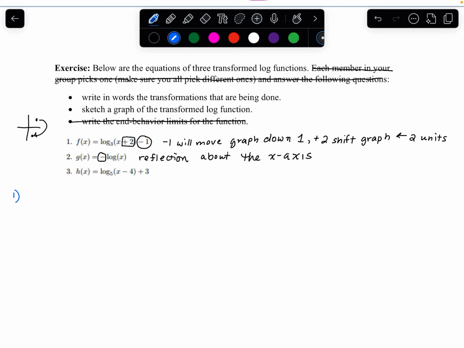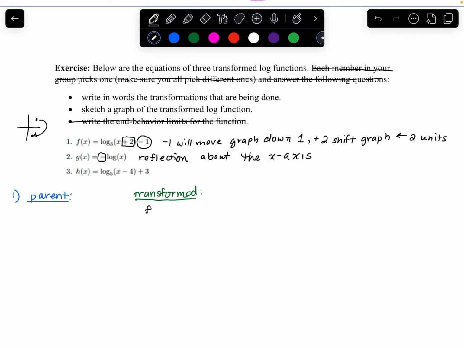All right, let's get into the graph. I am going to address this from a transformation standpoint. So let's start by identifying our parent graph, and then we'll use what we know to give some information about my transformed graph, right? So my parent graph for this function, let me write it really quick.